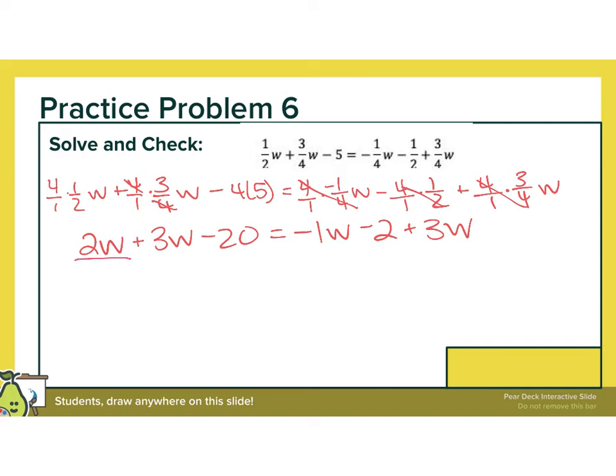So it's the 2W and the 3W, which gives you 5W minus 20. On the other side, it's also the W's. 3 minus 1 is 2W minus 2.